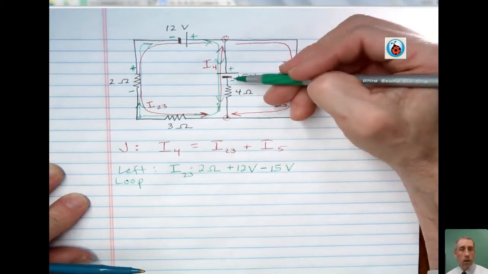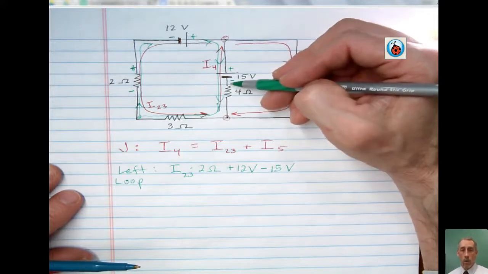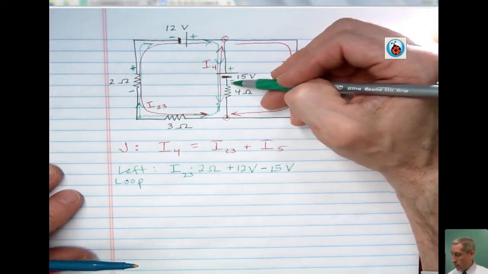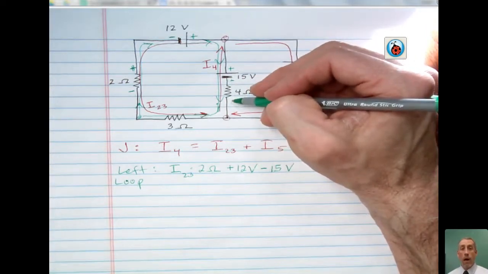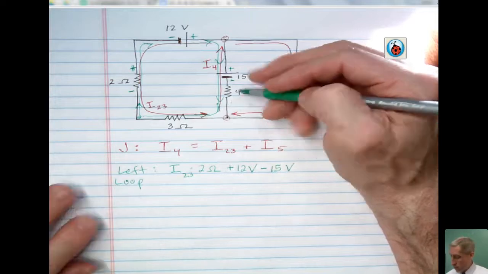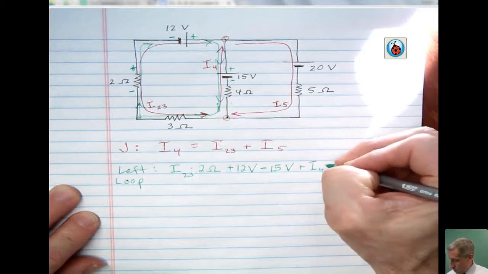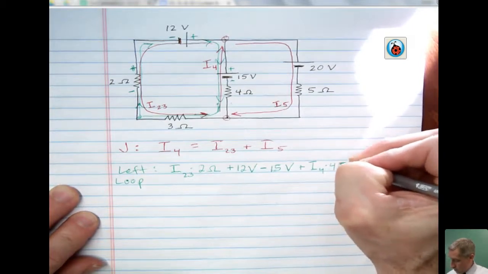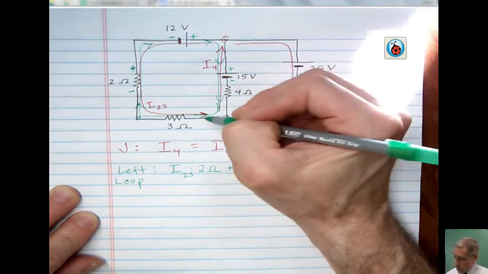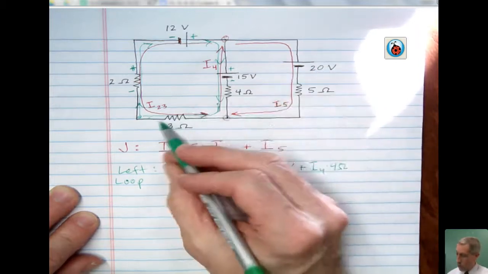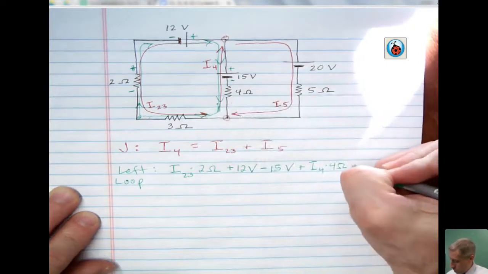These drops and jumps around the batteries have nothing to do with current. So I'm just looking for whether I go from the high potential to the low or from the low to the high. But now because I'm going through this resistor, again, opposite the way I drew current I4, that would also be a jump. So this would be a plus I4 times 4 ohms. And continuing on, I make the turn here. I'm going to go, again, opposite the direction I drew the current. So that's a jump of I2-3 times 3.